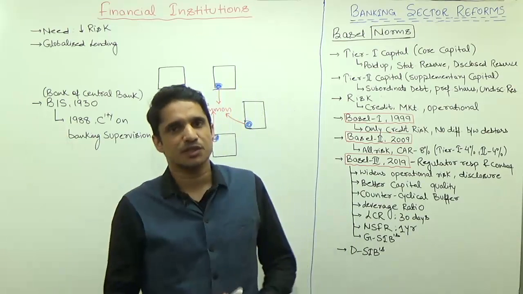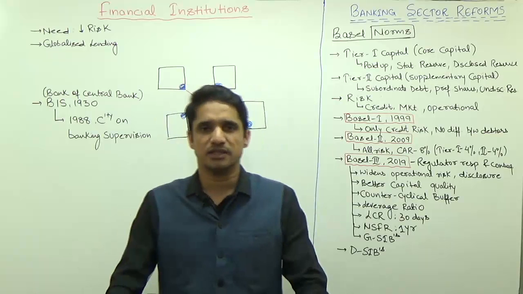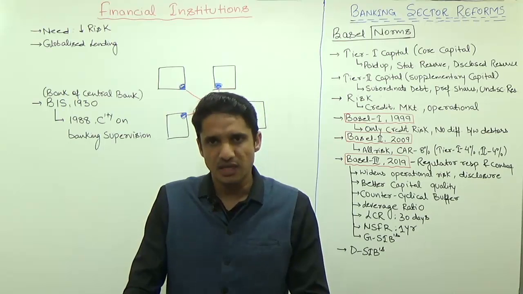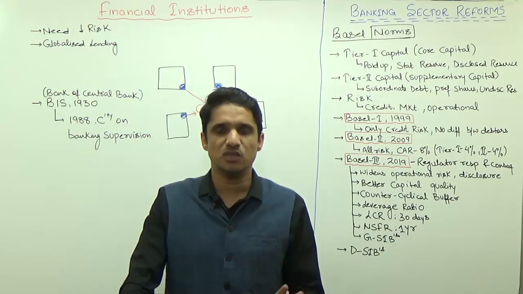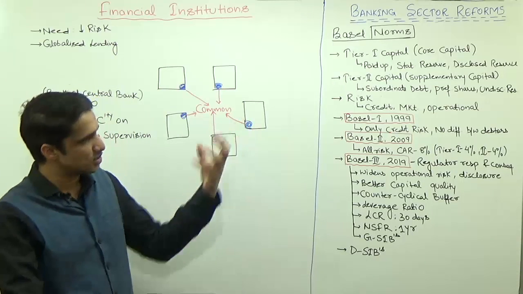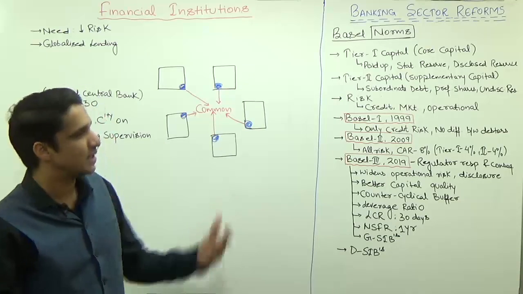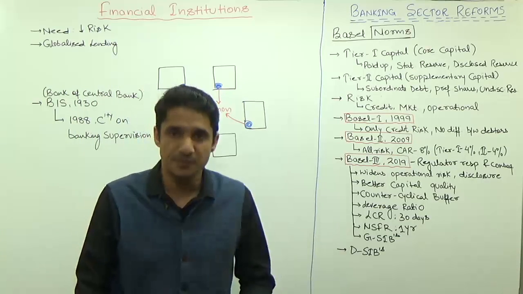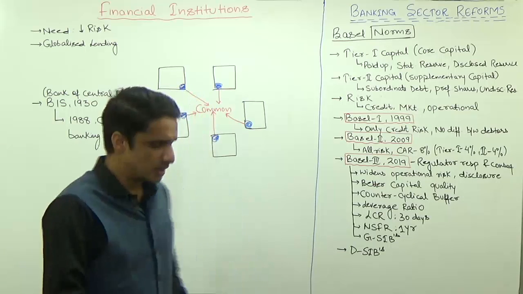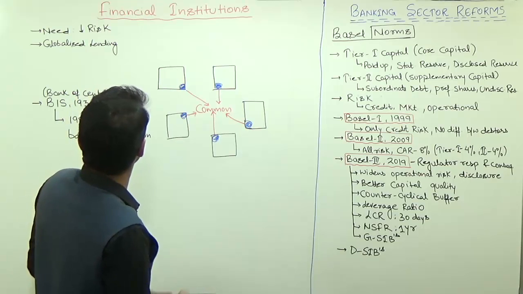Over a period of time, in 1988, BIS established a committee, the Committee on Banking Supervision, and this committee recommended different Basel norms. What all things should be included in the Basel norms, what different norms should be there, and their targets as well: what should be the target of tier 1, what should be the target of tier 2. All these things were recommended by the Committee on Banking Supervision.